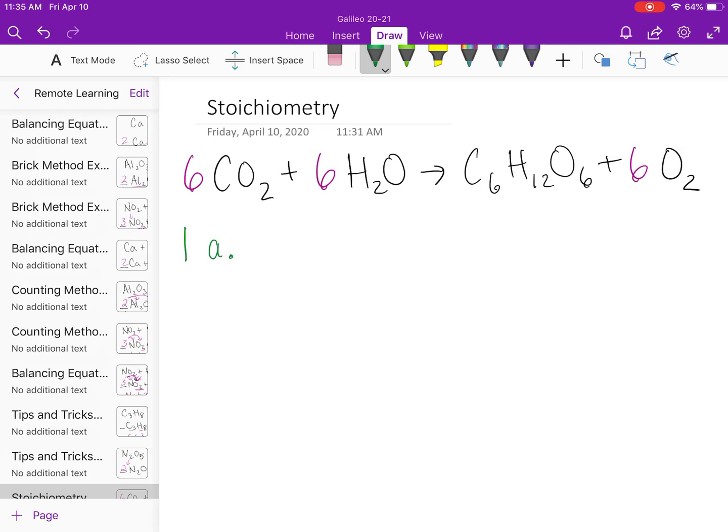So if you want to see the actual question, I'm doing question 1A on the elaborate document that's posted in the Google Classroom. So 1 says, a houseplant needs to make 0.5 moles of glucose a week to survive. Use the balanced chemical equation for photosynthesis. How many moles of water does it need to make that much glucose?